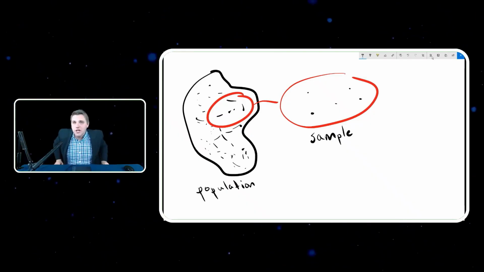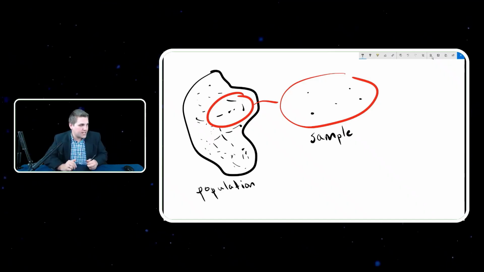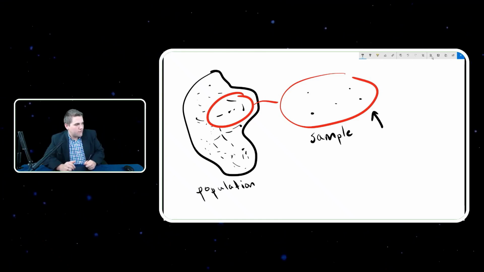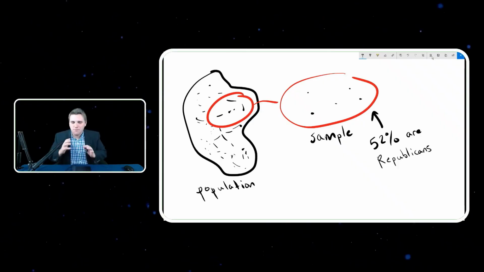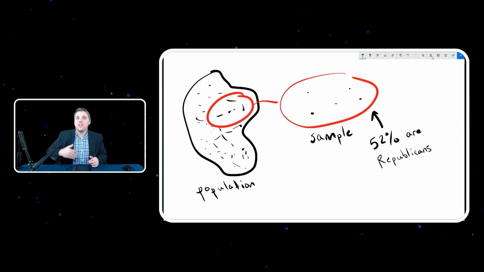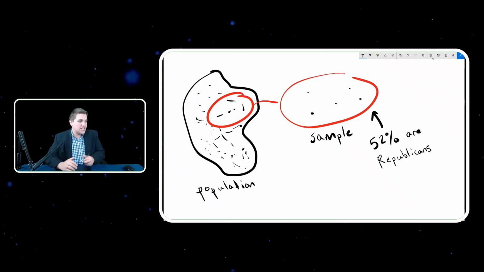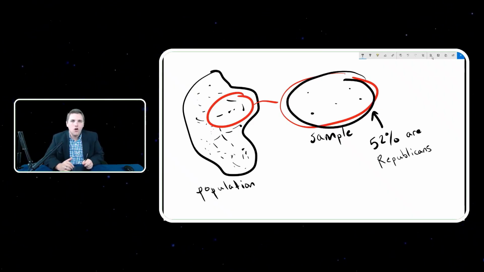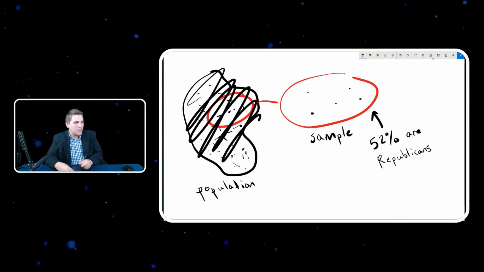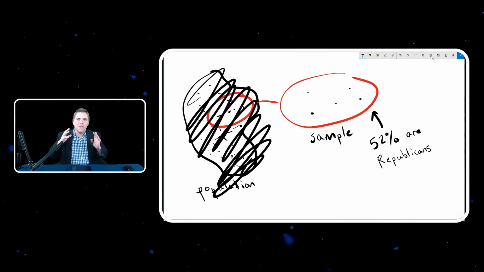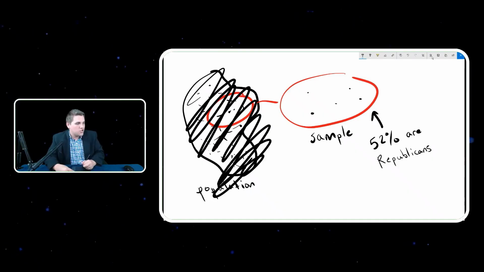Now, let's say we measure an attribute of that sample. Let's say we measure that 52% are Republicans. Now, at this point, this statistic is a descriptive statistic in the sense that this 52% is talking about this sample here. We're specifically focused on the sample. At this point, we don't need the population. We're strictly focused on the sample. So this is called a descriptive statistic.